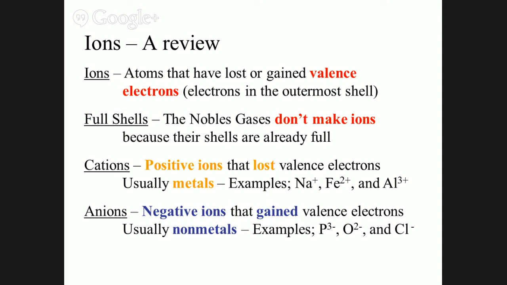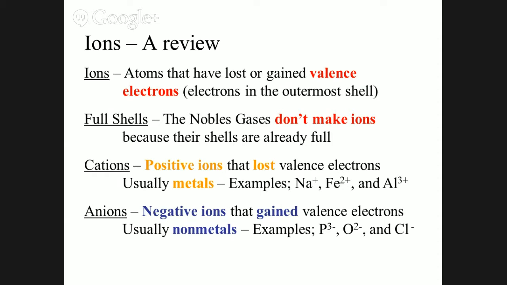Ions are atoms that have lost or gained electrons. Electrons in the outermost shell. We're always going to be talking in this unit about the valence electrons. And of course, the noble gases don't make ions because their shells are already full. However, the point of this whole unit is that everybody else, which does not have full shells already, wants to be like the noble gases and do something to have full shells. And so that's where these bonding and compounds will come in.